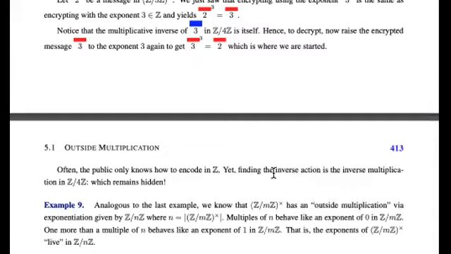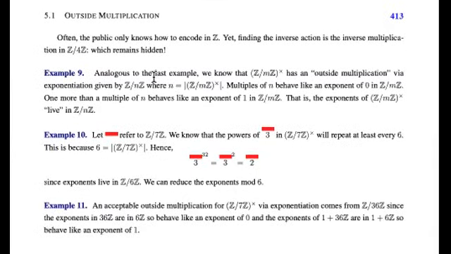So let's take a look at another example. So what about Z mod MZ cross? Let n be equal to the size of that group. Then it should have an outside multiplication via exponentiation by Z mod nZ, where n is the size of the group. So basically what we're saying is the exponents of this multiplicative group live in mod n land. All right, mod n. That's where they live. So multiples of n behave like an exponent of 0.